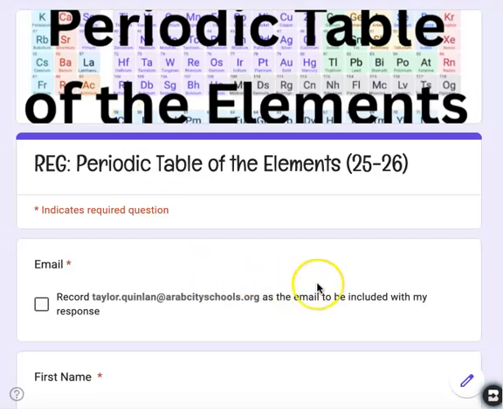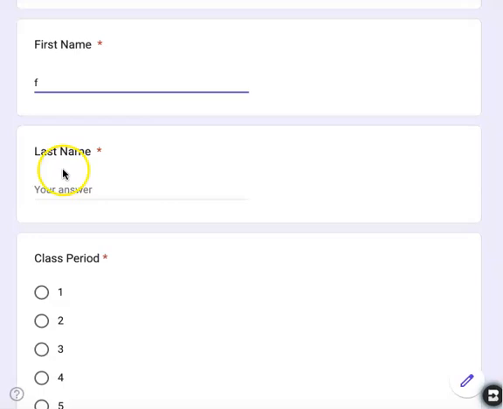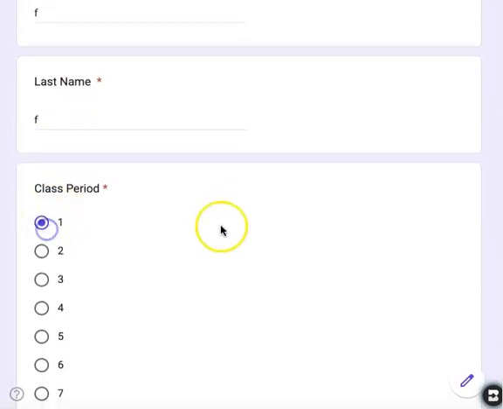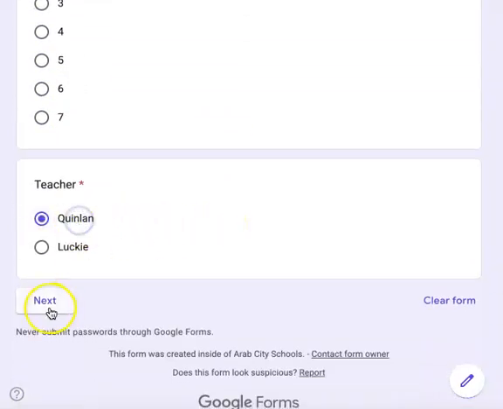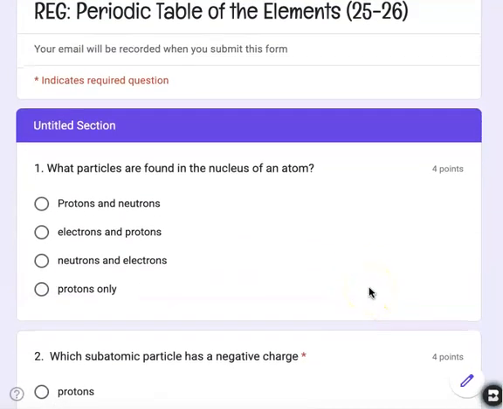This is the regular periodic table test for 2025-2026. Okay, so click on your email, put in your first name, put in your last name, put in your class period, click your teacher, click next. All right, so remember, I always select the first one.